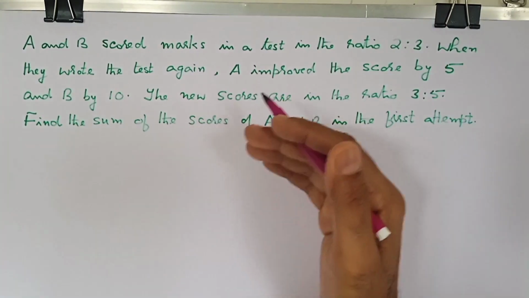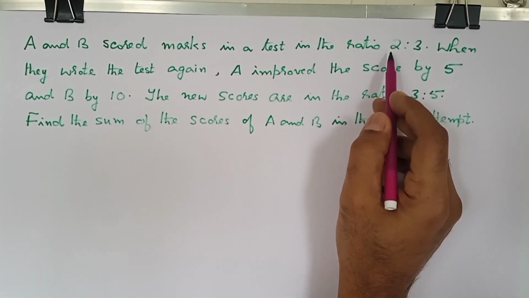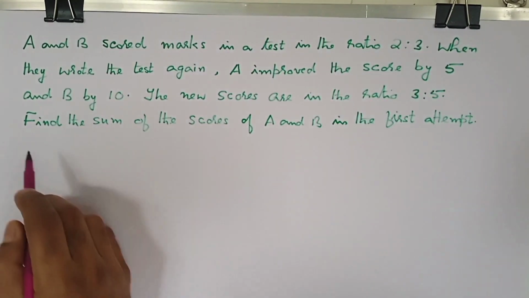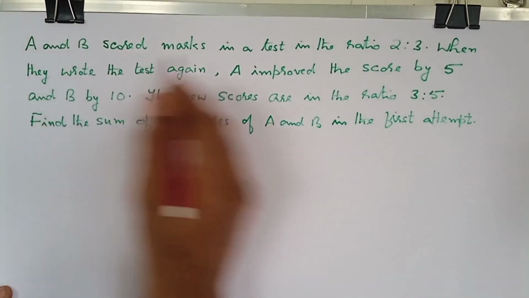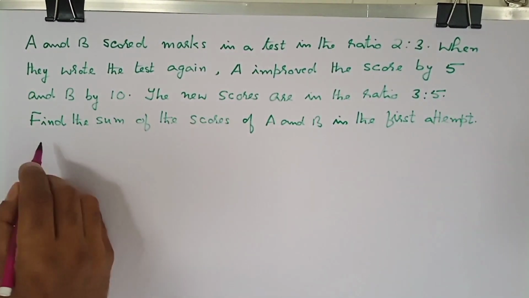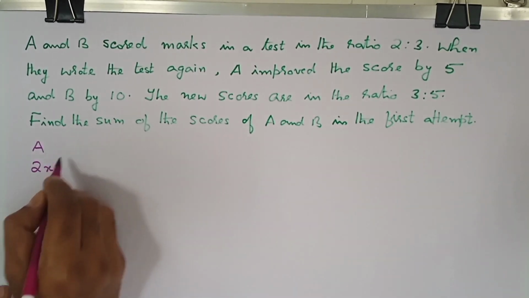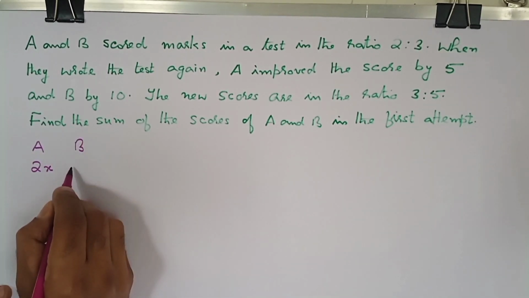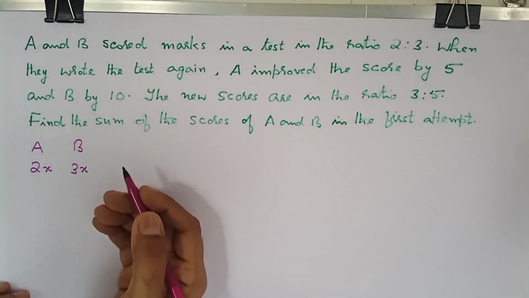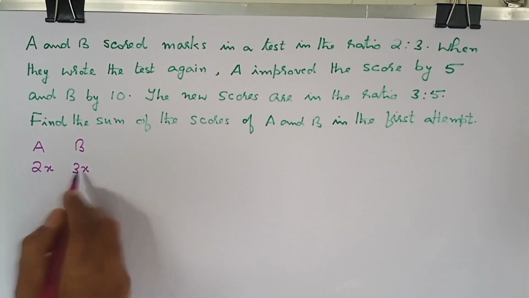That means whatever they scored when they had their scores in the ratio 2:3. Now, what is the meaning of A and B having the scores in the ratio 2:3? The score of A will be 2x and the score of B will be 3x. Well, x is what? We don't know. We know these are the scores.